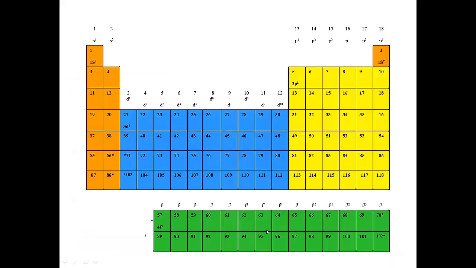So look at the top of page 9. You have this periodic table. I would color code it very similar to this. Obviously you don't have to use exactly the same colors, but we're separating it. This is the periodic table.